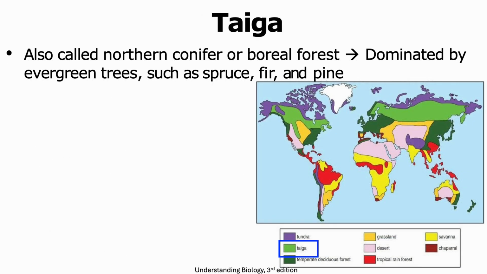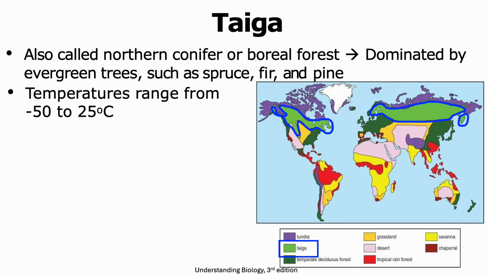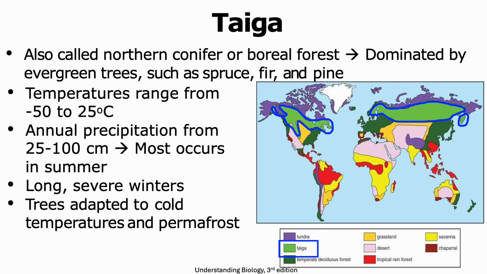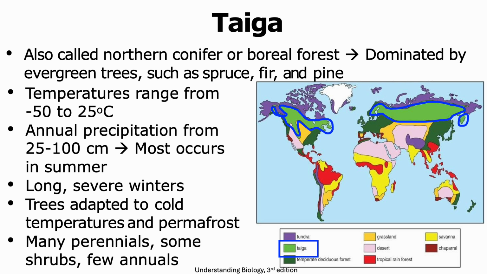The taiga biome is found right south of the tundra biome. The taiga biome is also called the northern conifer or boreal forest. It is dominated by evergreen trees such as spruce and fir. The temperature in the taiga biome ranges from -50 to 25 degrees Celsius. The taiga biome gets more rainfall than the tundra biome, but most of it occurs in the summer. We see long, severe winters in this biome. However, the plants and trees have adapted to the cold temperatures and any permafrost that may form. There are many types of plants, including perennials, shrubs, and even some annuals.